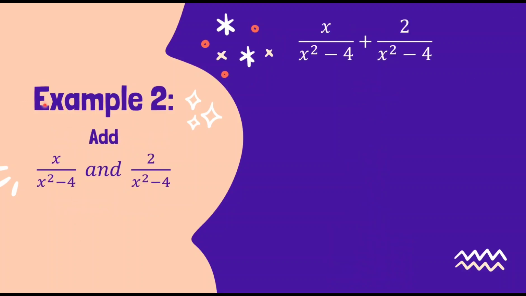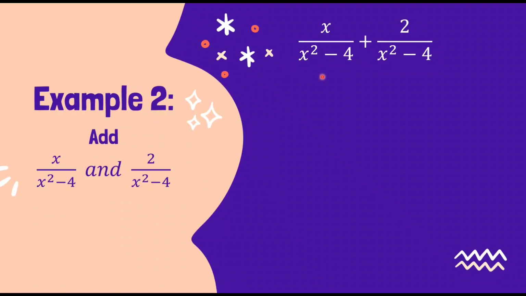Okay, so let us proceed to our example number 2. So add x over x squared minus 4 and 2 over x squared minus 4. So let us have this. We have x over x squared minus 4 plus 2 over x squared minus 4. Okay, so what have you noticed on our given rational algebraic expressions?